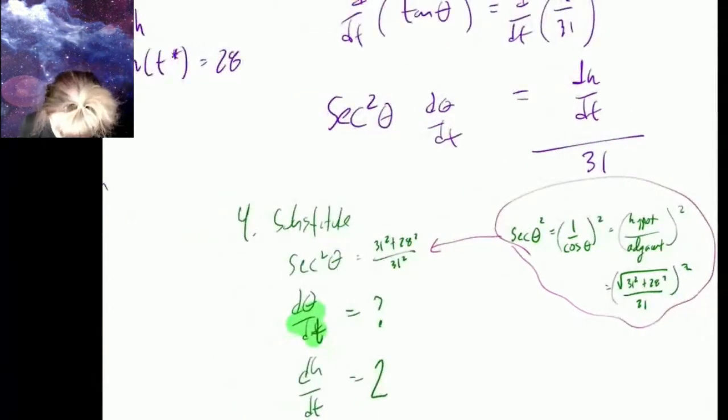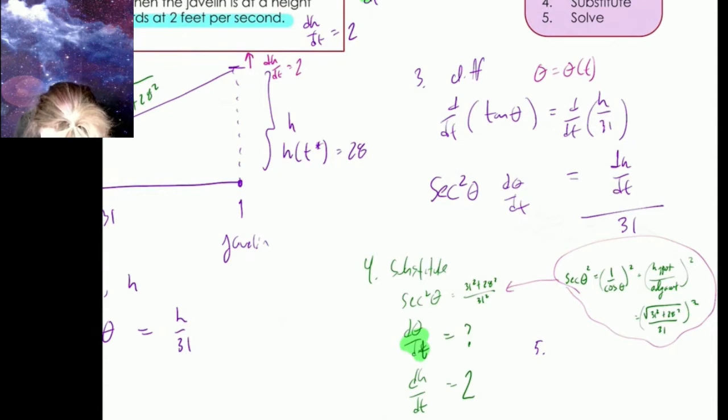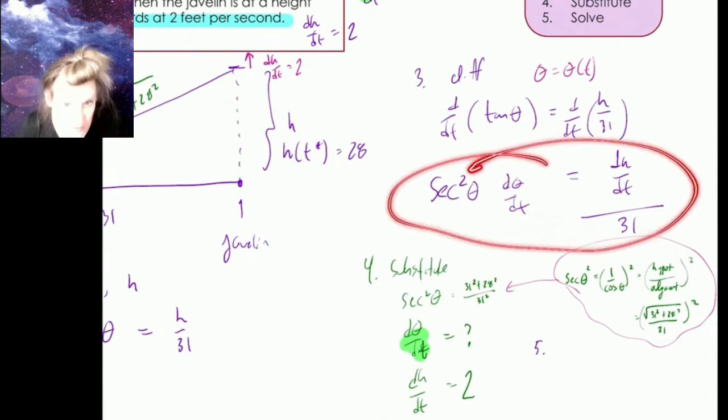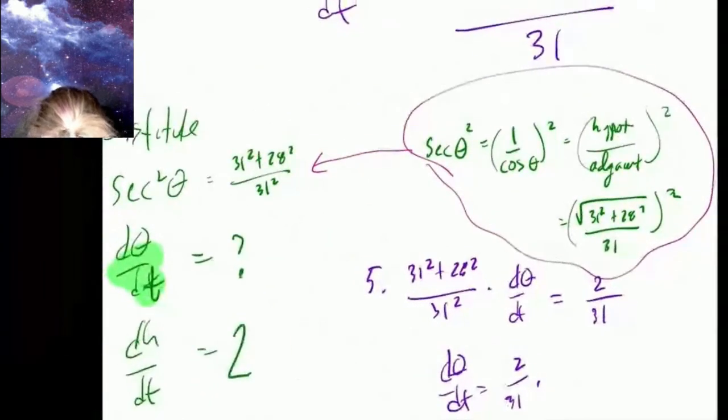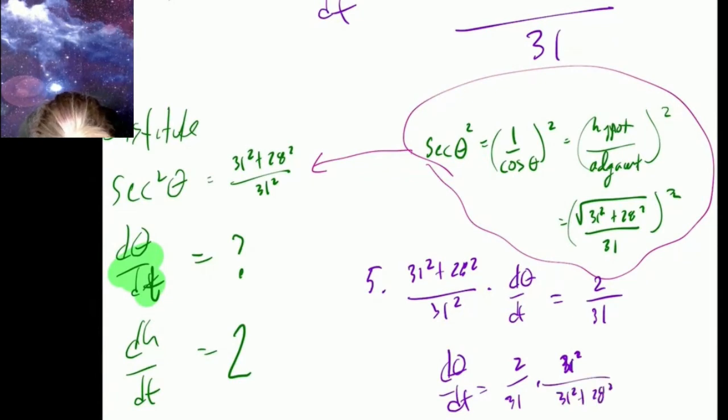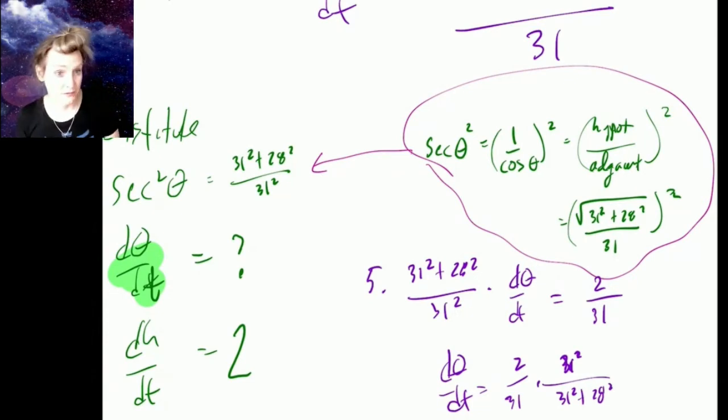So in step 5, we're going to solve. I'm plugging stuff into that expression. So secant squared, I'm going to have 31 squared plus 28 squared over 31 squared times d theta dt, that's my unknown, equals dh dt is 2, and then over 31 is remnant. Then I will multiply by the reciprocal so that d theta dt is equal to 2 over 31 times 31 squared over 31 squared plus 28 squared. And now I'll let you simplify that expression.